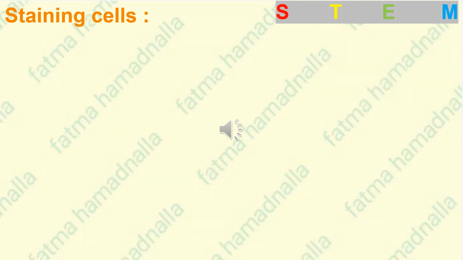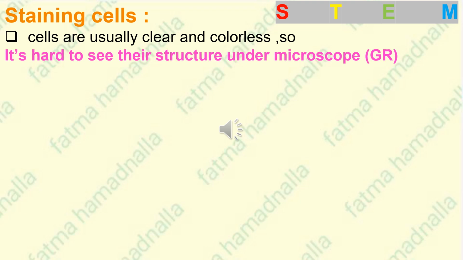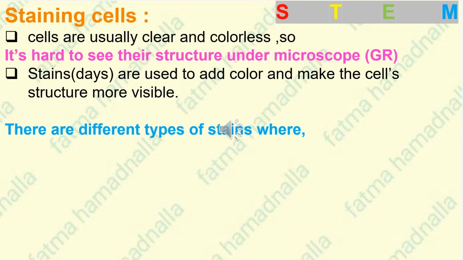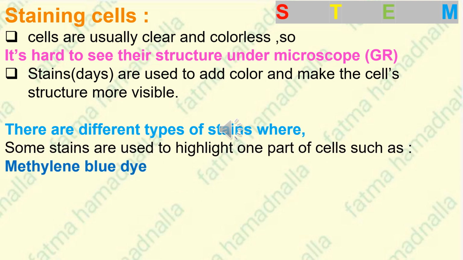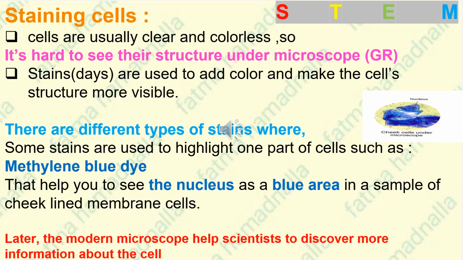Staining cells is a method used because cells are usually clear and colorless, making their structure hard to see under a microscope. Okay? Stains, or dyes, are used to add color and make the cell's structure more visible. There are different types of stains. Some stains highlight specific parts of cells. For example, methylene blue dye helps visualize the nucleus as a blue area in a sample of cheek cells. Later, modern microscopes helped scientists discover more information about cells. That is also a STEM activity, okay?